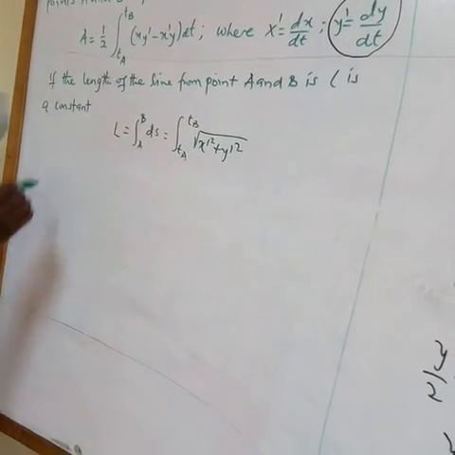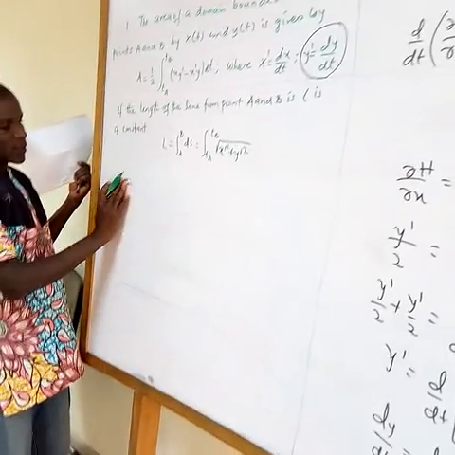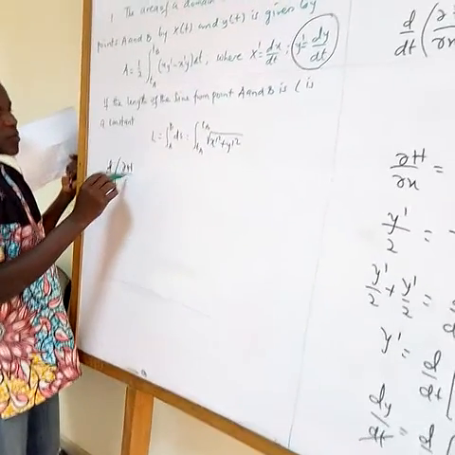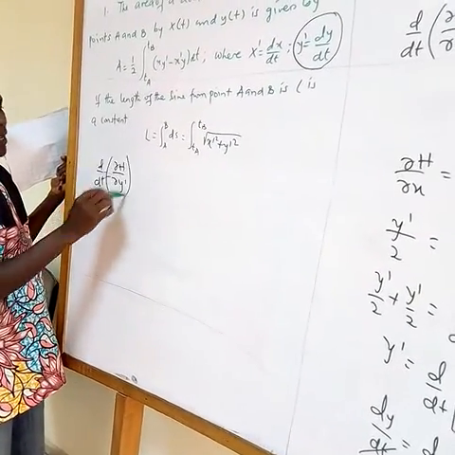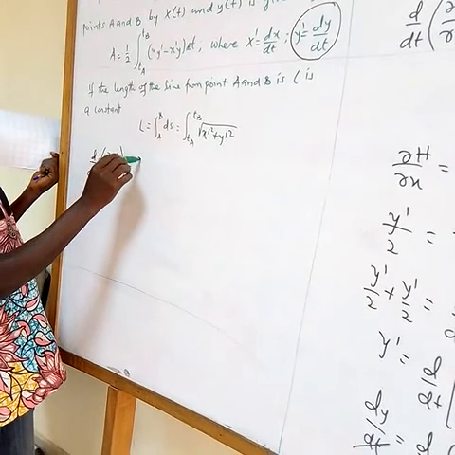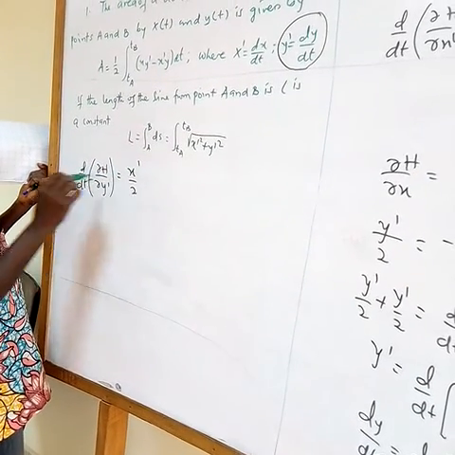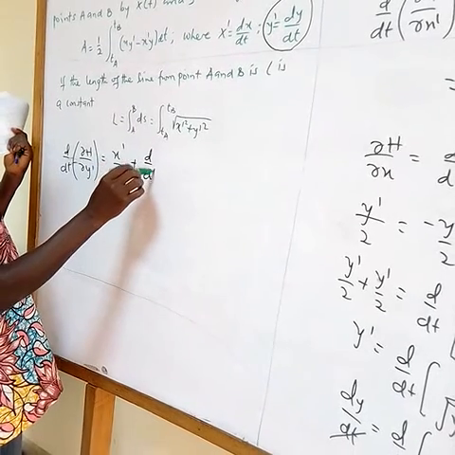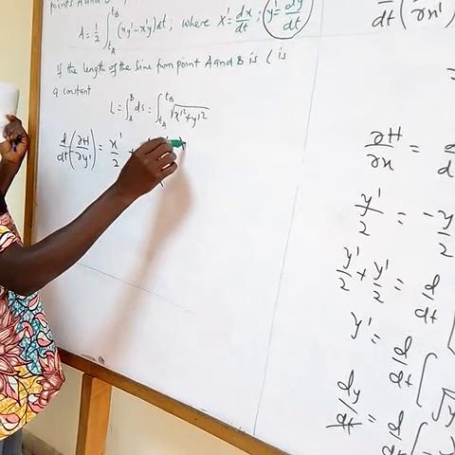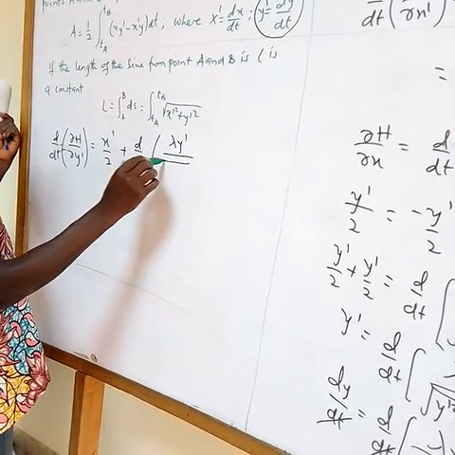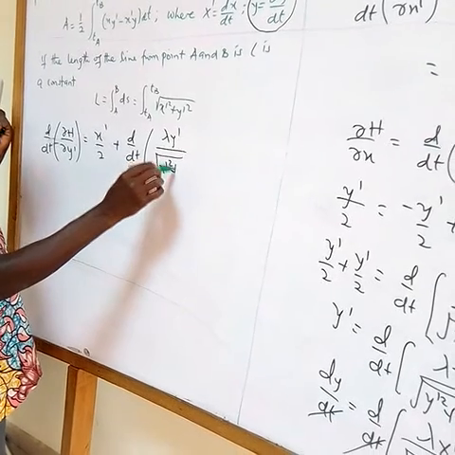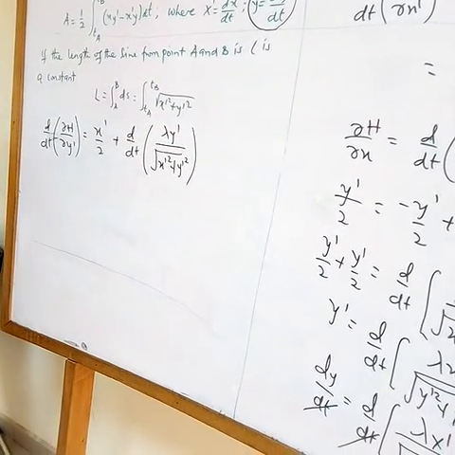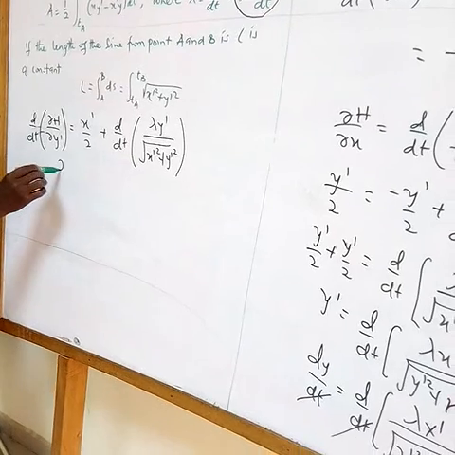So by the time we differentiate, we are going to have d/dt of ∂h/∂y' equal to x'/2 plus d/dt of λy' over the square root of x'² plus y'². So we have to substitute everything into this equation.